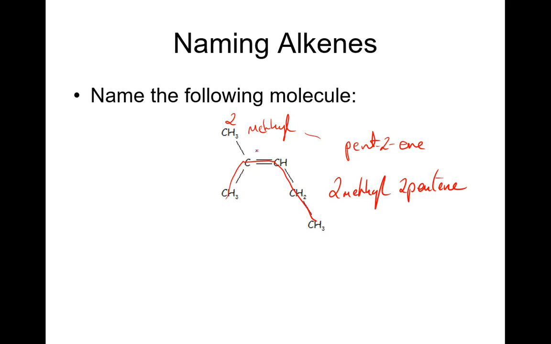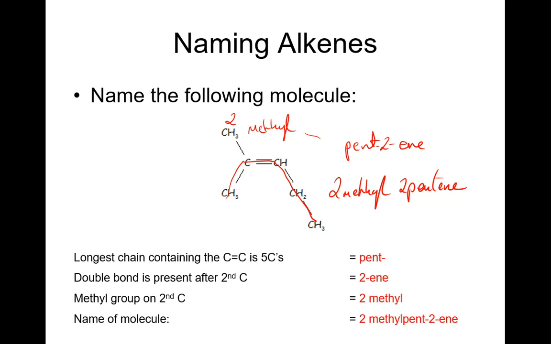So you look at the longest chain, mark it off if you have to, and then see what is attached as a branch onto that particular chain. So again, longest chain is 5, the double bond is after the second carbon, so it's a 2-ene. Methyl group is also on the second carbon, so it's 2-methyl. Put them all together, 2-methylpent-2-ene.